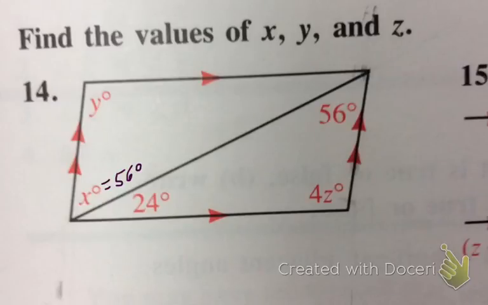Then what I'm going to look at is y and this whole angle here. Well, y and that whole angle are same side interior. And in fact, these two angles are same side interior as well. And remember that same side interior has to add up to 180 degrees, or supplementary.